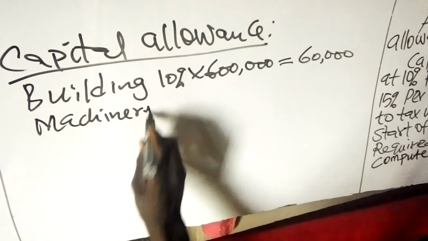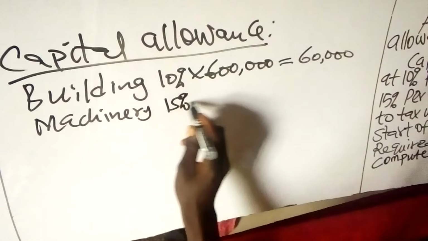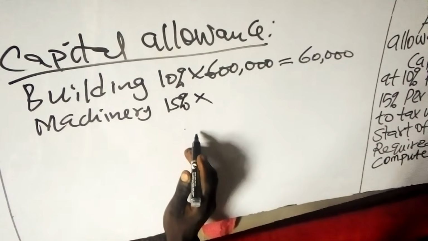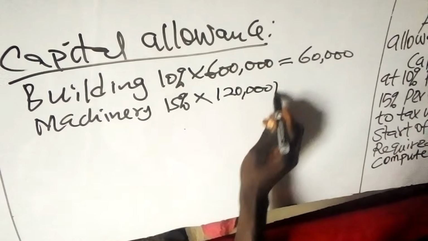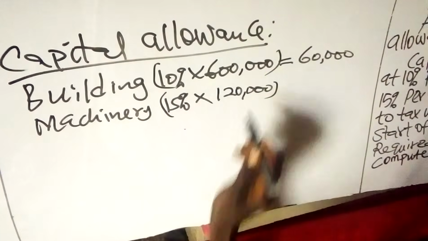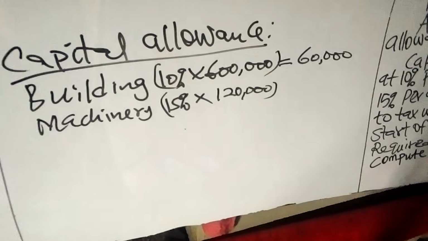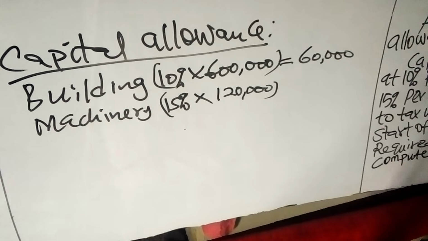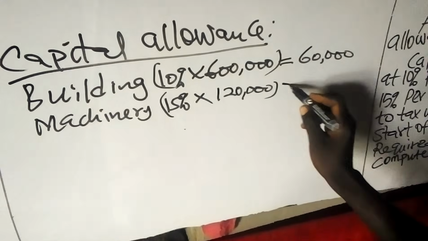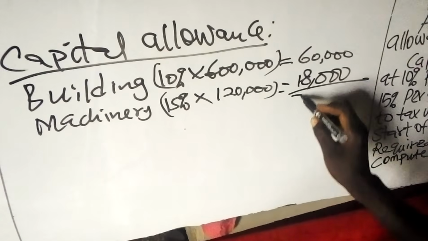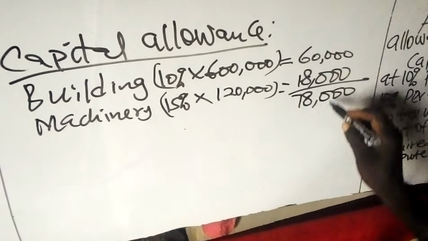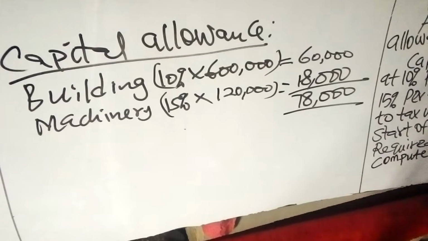Machinery, the capital allowance rate on machinery is 15%, and the tax written down value of machinery is 120,000. 15% of 120,000, then you have 18,000. If you add 18,000 and 60,000, then you have 78,000. That is the capital allowance claimable.